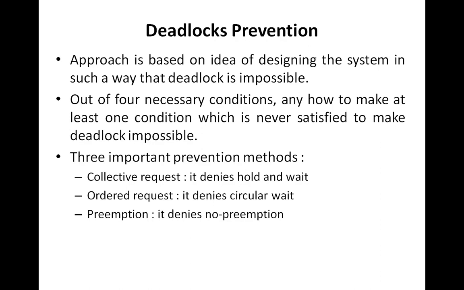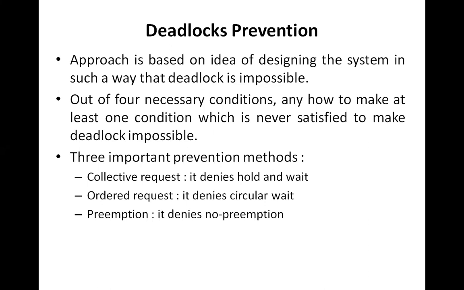Now we have already seen that we have 4 conditions which have to occur simultaneously for a deadlock. That is mutual exclusion, hold and wait, no preemption, and circular wait. These are the 4 necessary conditions for a deadlock to occur in a particular system. So if we can somehow ensure that at least one of these conditions is never satisfied, then the deadlock will be impossible.